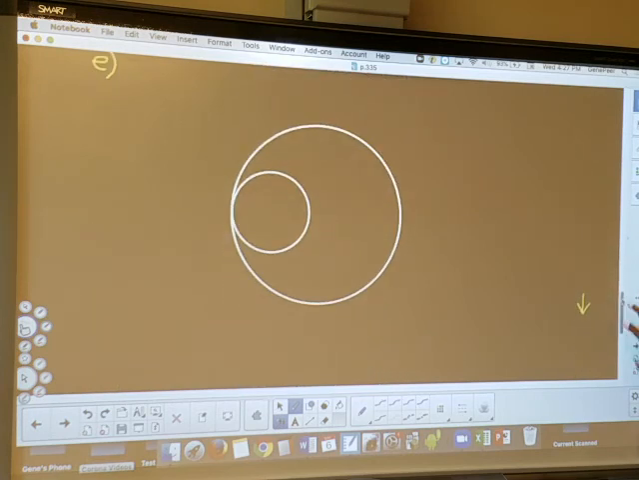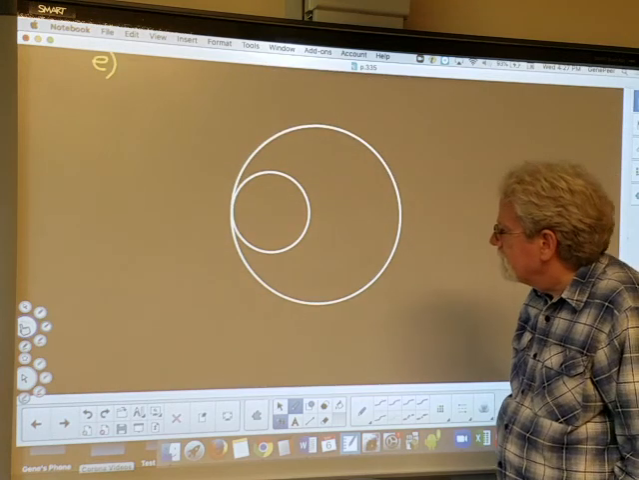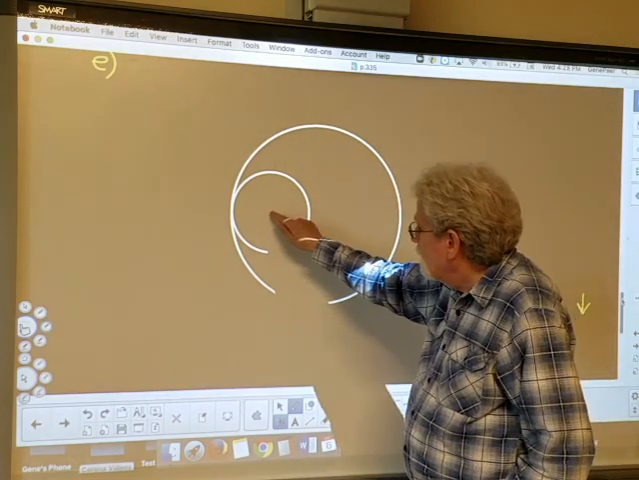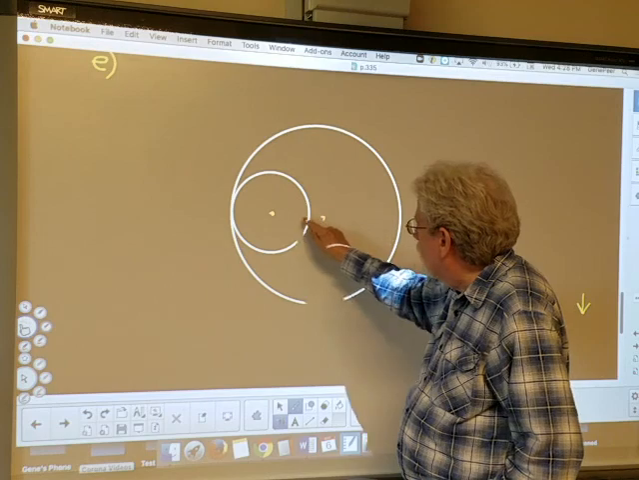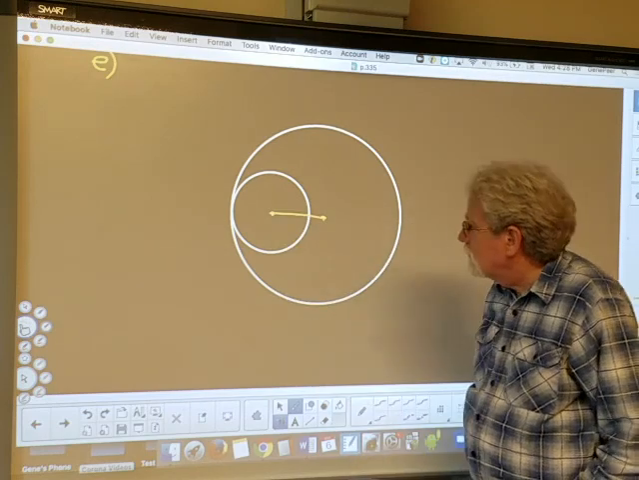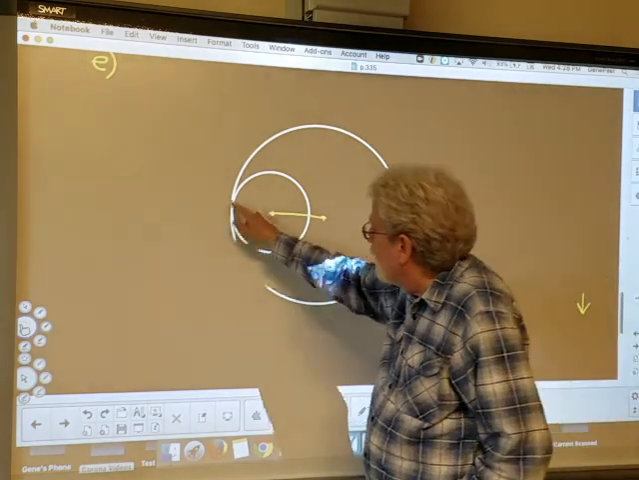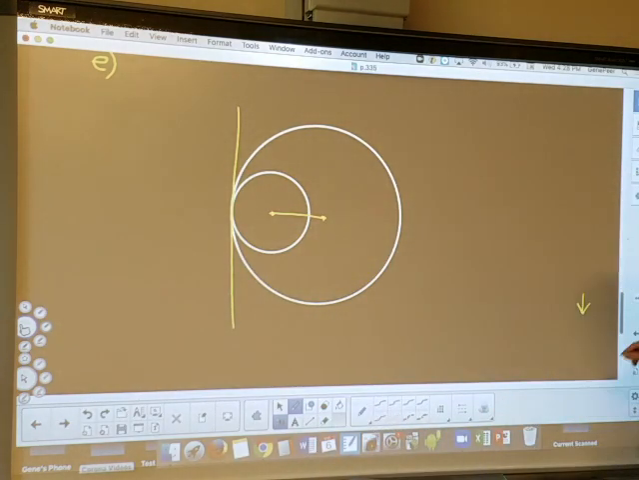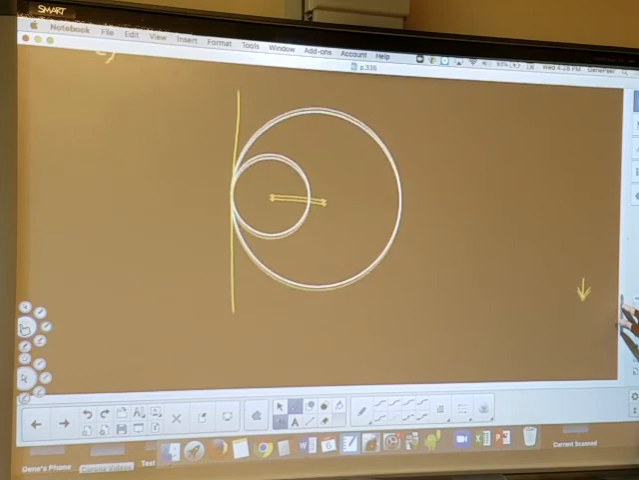How about E? Oh, now this one's interesting. Are there any common external tangents? Well, yes. We have a tangent that does not cross the segment connecting the two centers. And it sits right here. We have one and only one common external tangent. We have broken the pattern.